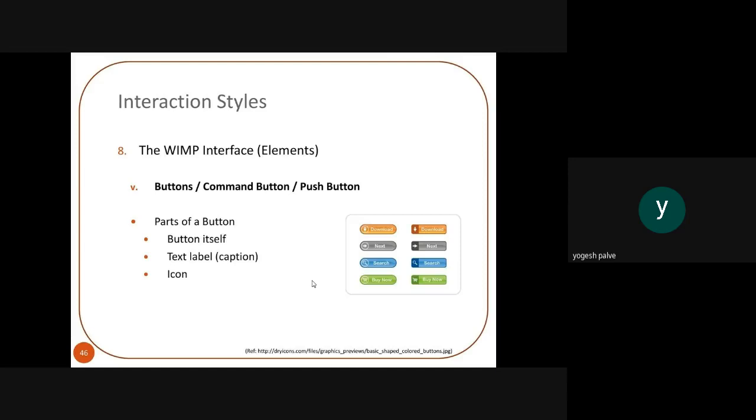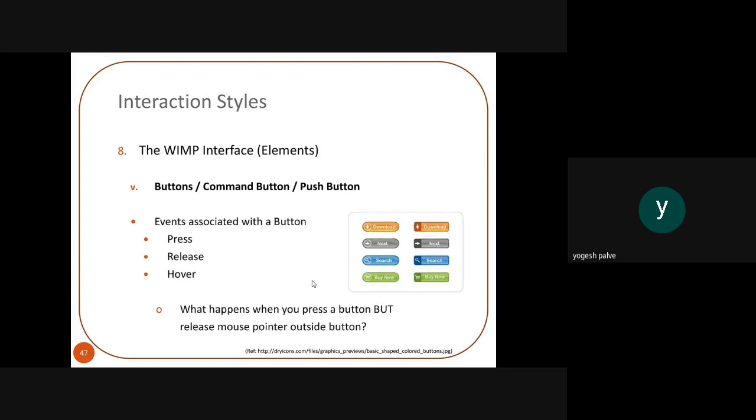Then part of a button, there will be a text label, there will be an icon, there will be a button itself. So it will be part of the different buttons according to your need or your particular customer need. You can apply it in the interaction style.